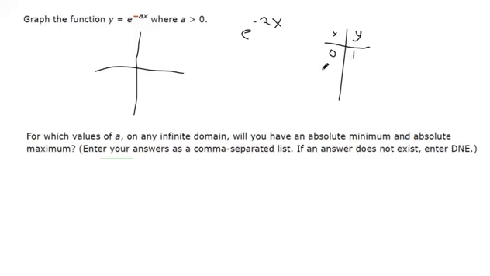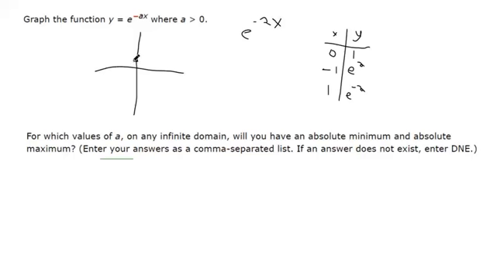And let's try some negative numbers. If I plug in negative 1, then a negative times a negative makes a positive. So I'm going to get e to the second power, which would be like 5 or 6 or something like that. And then if I plug in 1 for x, I get e to the negative second, which would be 1 divided by 2.7 something. So that's getting smaller.